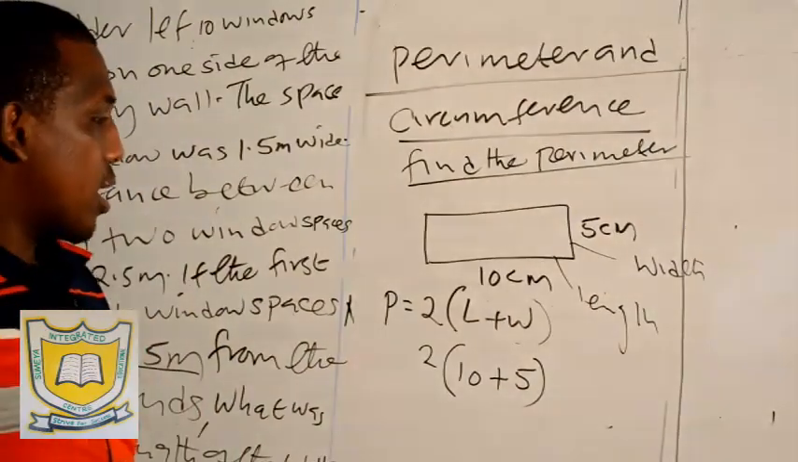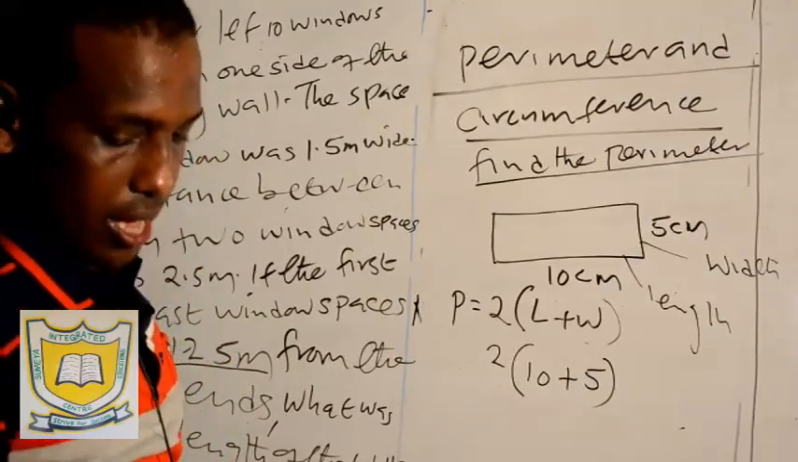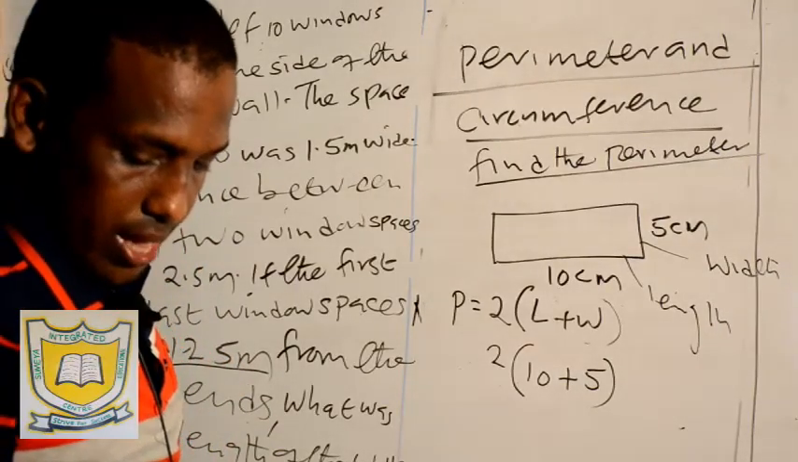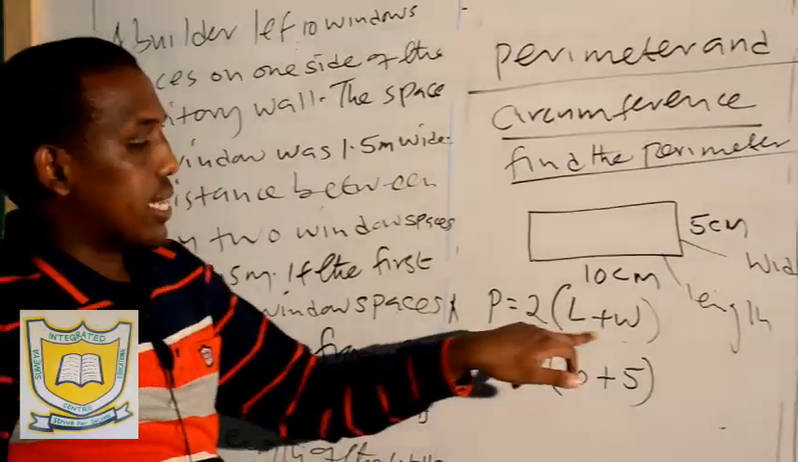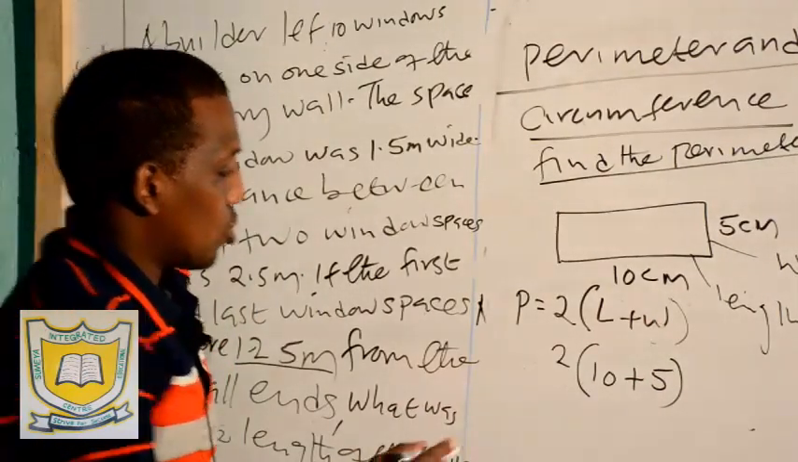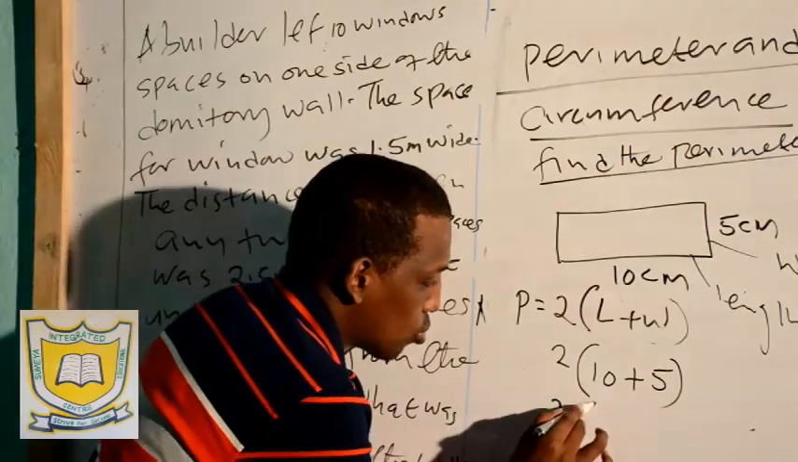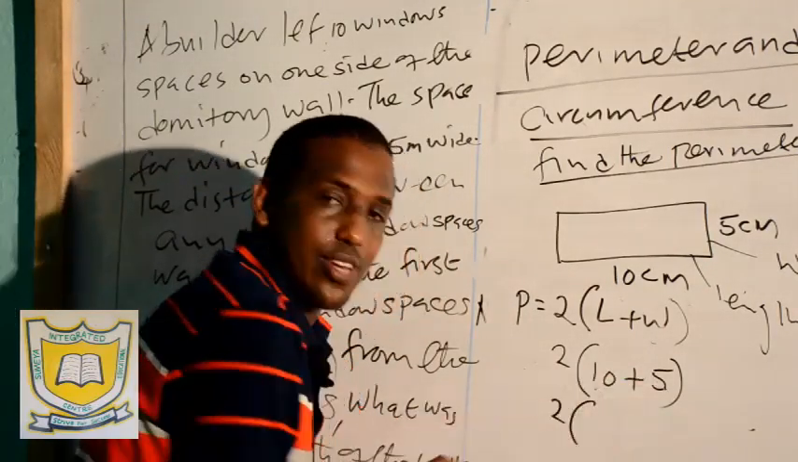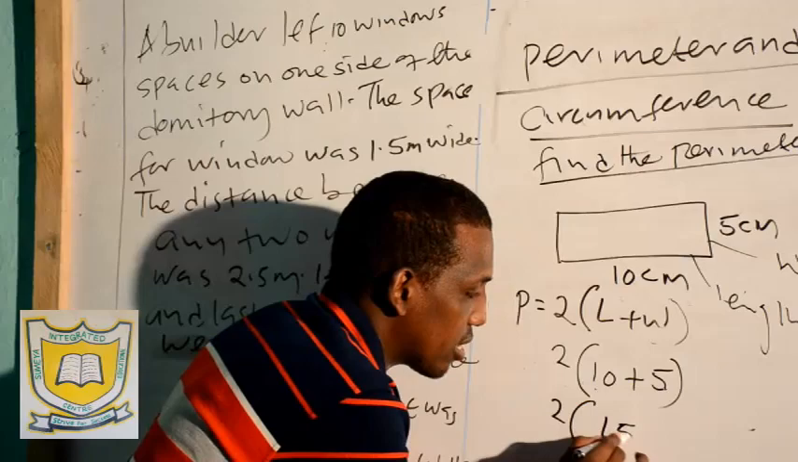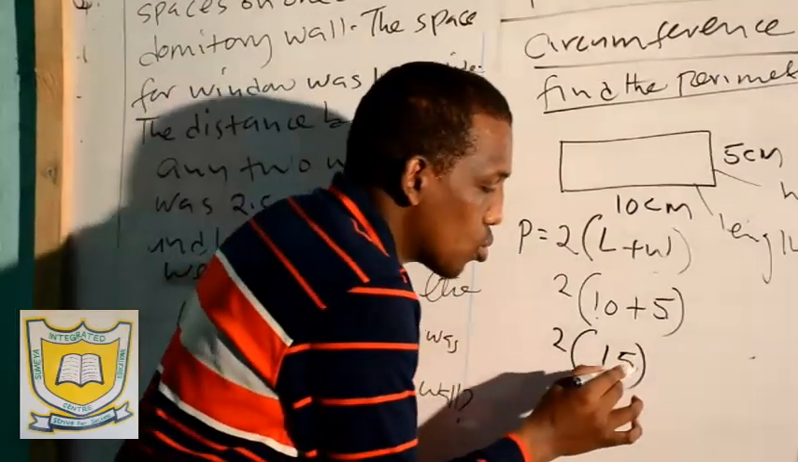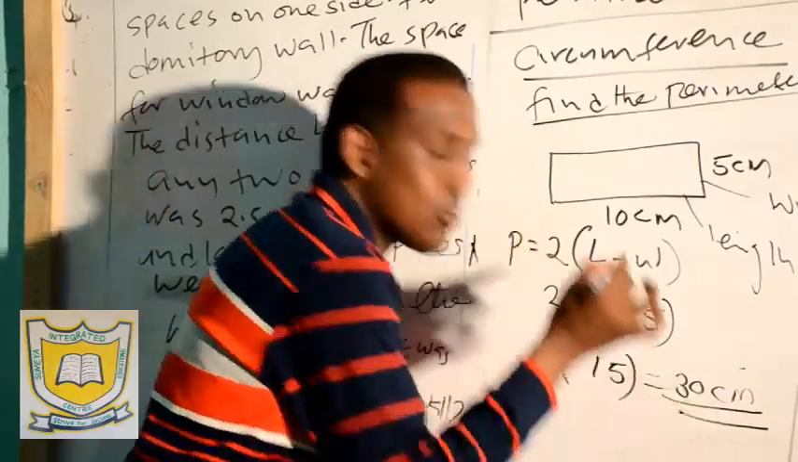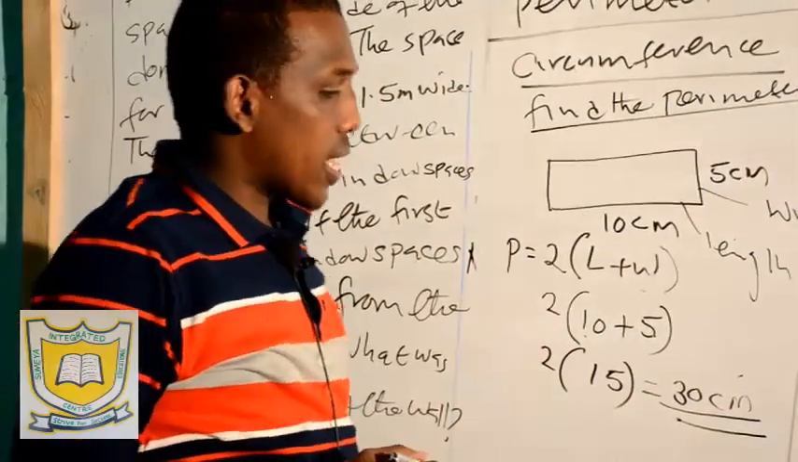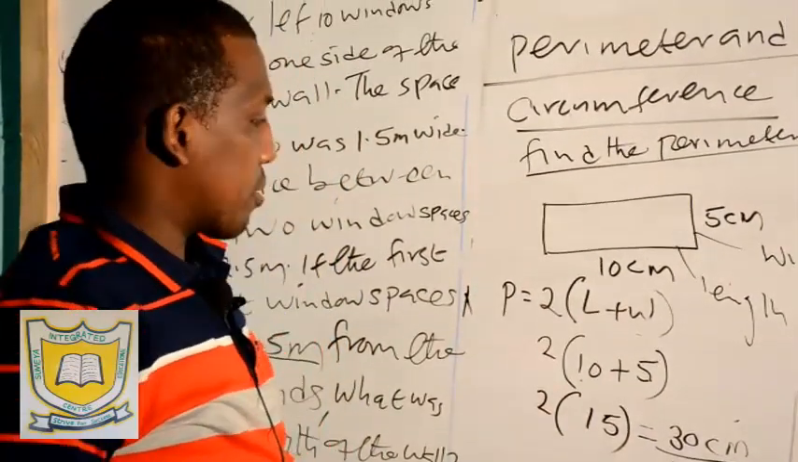You are told to find the perimeter: 2 into bracket length plus width. We remove the bracket, 5 plus 10 you get 15, and 15 times 2 you get 30. So it is 30 centimeters. That's how we get the perimeter of a rectangle.